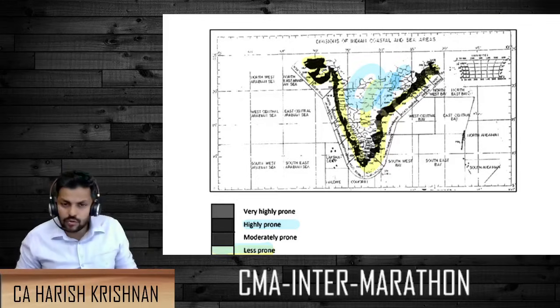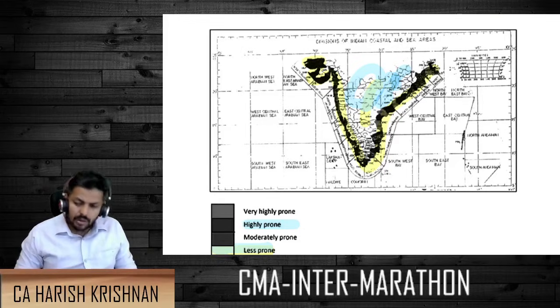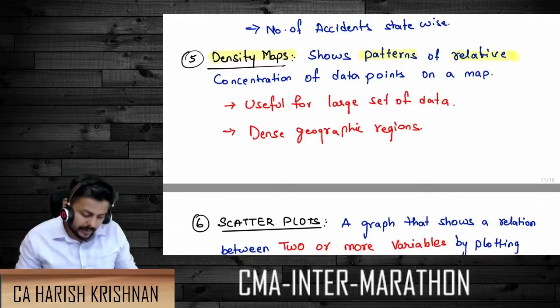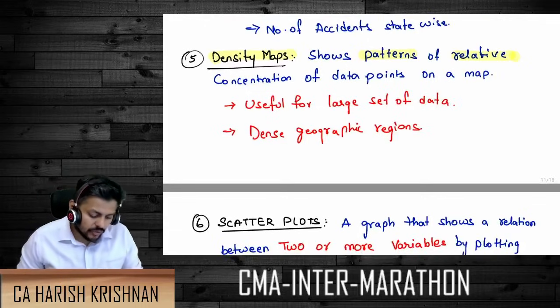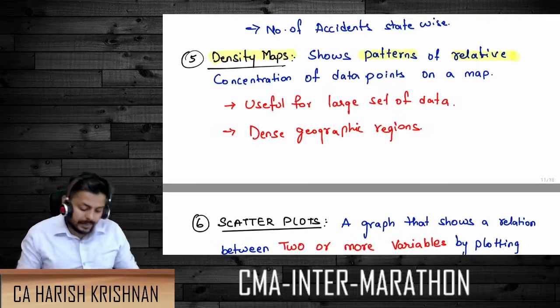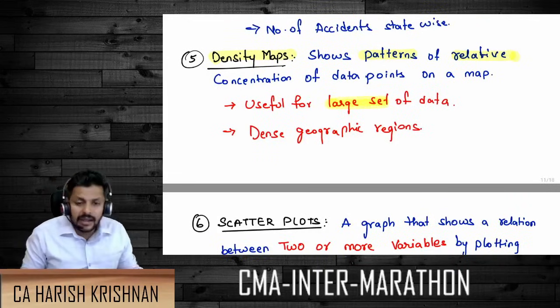So maps and density maps, both are map-based visualization data, which will be useful for understanding the content. For example, density maps show patterns of relative concentration of various data points on a map, and it's useful for large sets of data and dense geographic regions.